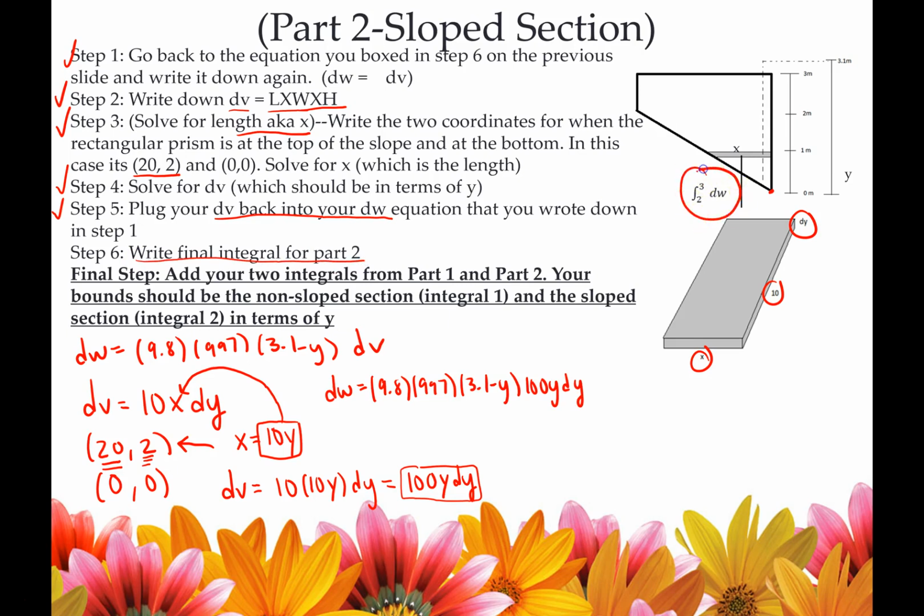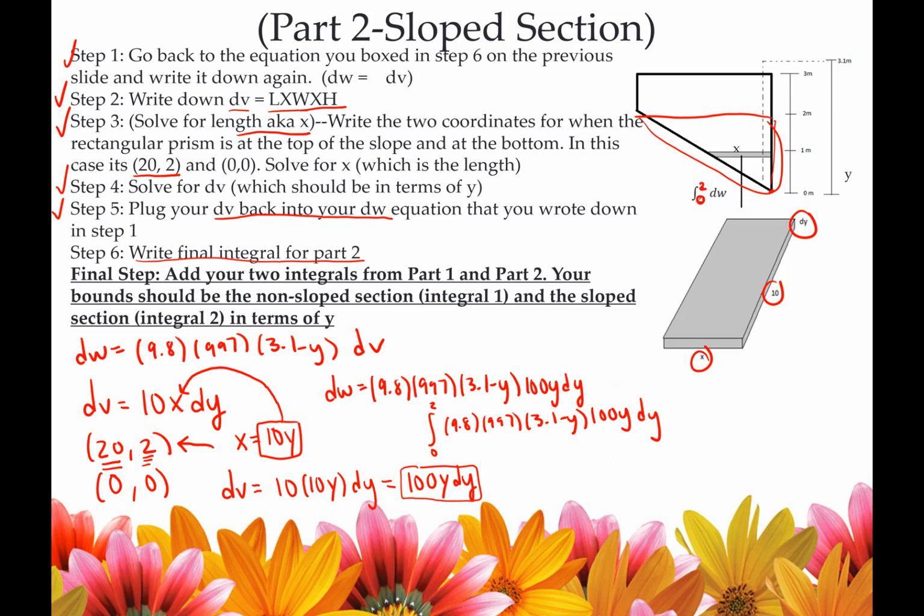Remember, it's from 2 to 3 because we're talking about this section right here. Just kidding, it's from 0 to 2. I lied to you. I don't know why I said that. We're talking about this section right here, the part where the x changes. So this is going to be the integral from 0 to 2 of 9.8 times 997 times (3.1 minus y) times 100y dy. So that's my answer for the second part.